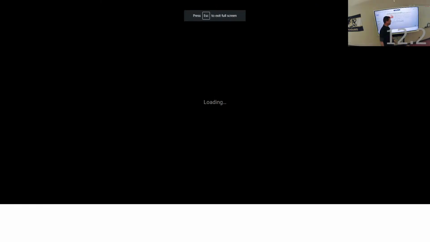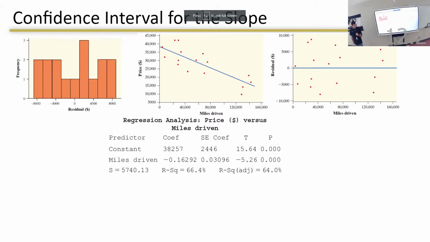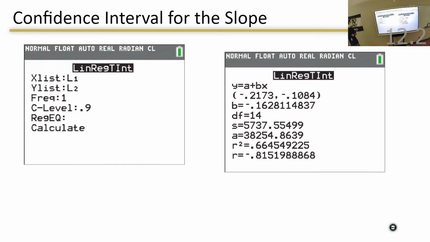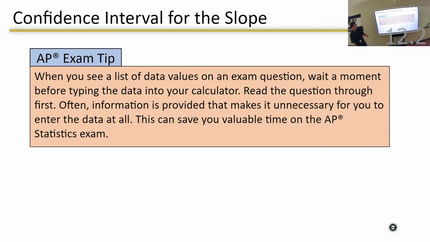Apply, slideshow. Okay, almost done. Your calculator will do all this stuff, but if you have to start putting a bunch of stuff in your calculator, you're doing something wrong. Maybe you have to for homework, but on the AP exam, no way you should ever have to put a bunch of stuff in your calculator. When you see a list of data in an exam question, wait a moment before typing the data in your calculator. Read the question through. Often, information is provided that makes it unnecessary for you to enter the data at all. This will save you valuable time on the AP Stats exam.